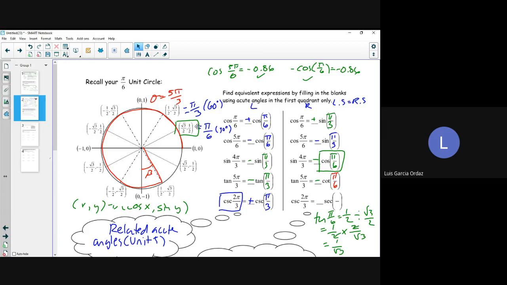Yeah, I did y over x. That's why, for tan of pi over 6, I did 1 over 2 divided by root 3 over 2. So that's why we got 1 over root 3. And because cotangent is just the reciprocal of tan, we just flip that ratio and we get root 3.